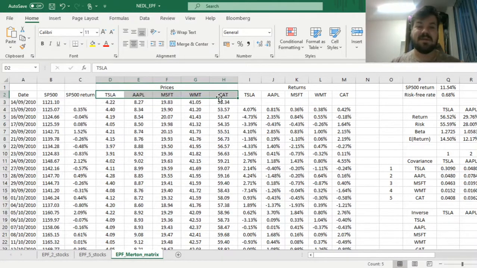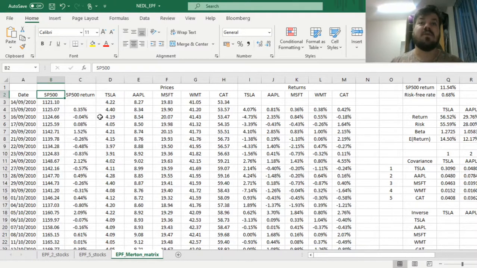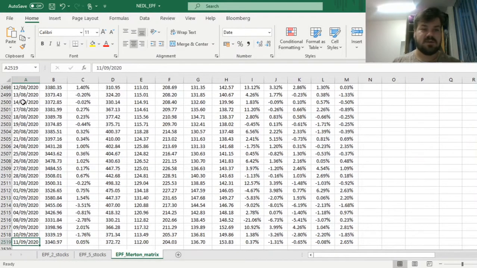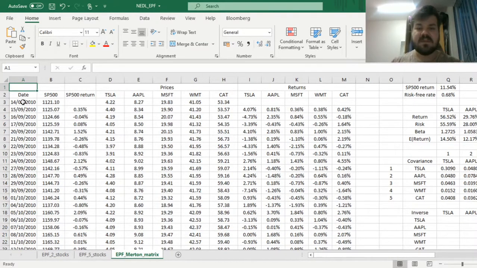So to start with, we have our usual template, our 5 stocks that we have already constructed a portfolio with in the previous video using Excel Solver. These stocks, just to recap, are Tesla, Apple, Microsoft, Walmart, and Caterpillar. And we have S&P 500 return so that we can use CAPM, the Capital Asset Pricing Model, to derive expected returns that are more realistic than the historical average annualized returns. Here we calculate daily returns for the S&P 500 throughout the whole sample period, and our sample period is a 10-year window from mid-September 2010 to mid-September 2020, so quite a representative sample period.